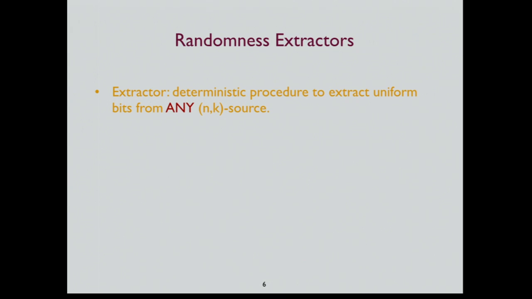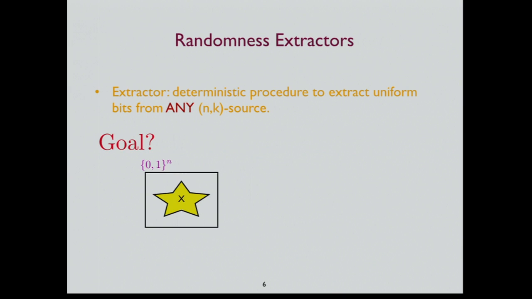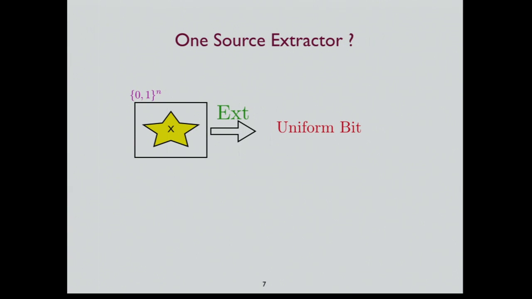What we would want, ideally, is a deterministic procedure to extract randomness from any (n,k) source. We don't want our deterministic procedure to depend on the source. We want one fixed extractor that should work for everything. So our initial formulation might be something like this: we have some fixed deterministic function, and whenever the input is a weakly random string, the output is a uniformly random bit. But this is impossible.